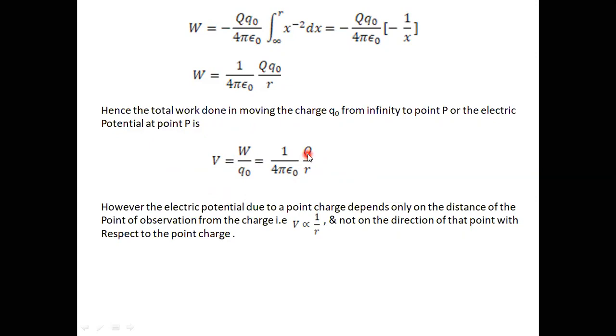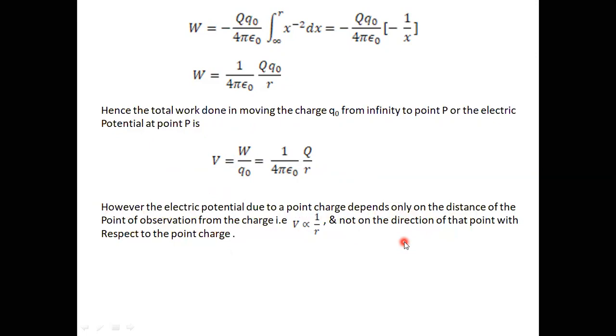As you can see here, I clearly mentioned that the electric potential due to a point charge depends only on the distance of the point of observation from the charge, that is, V is inversely proportional to R, and not on the direction. You see, when we are finding out our potential, we have clearly defined that it is nothing but work done, right?